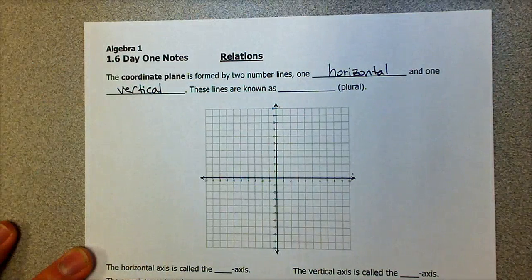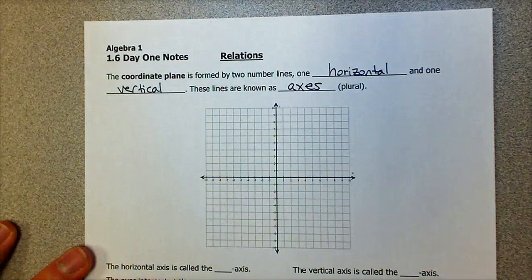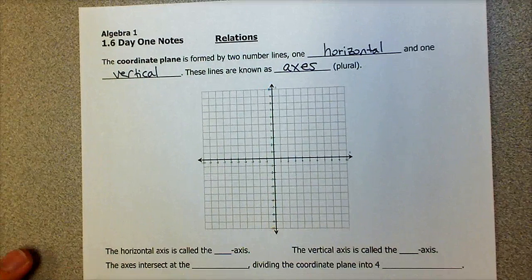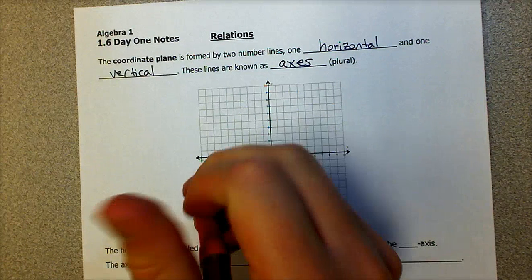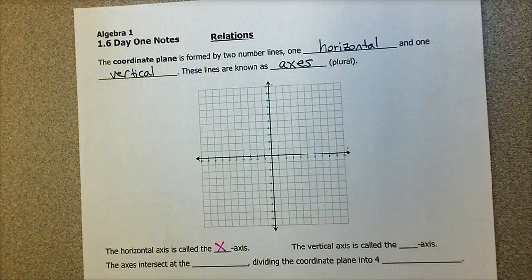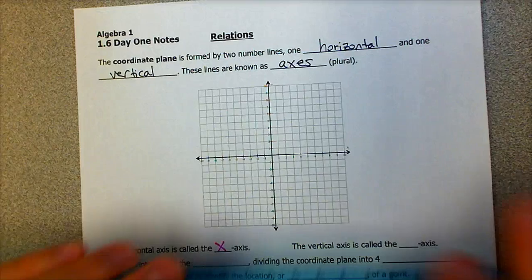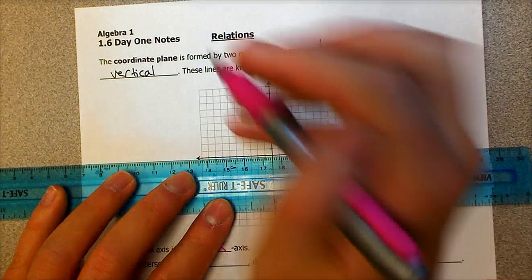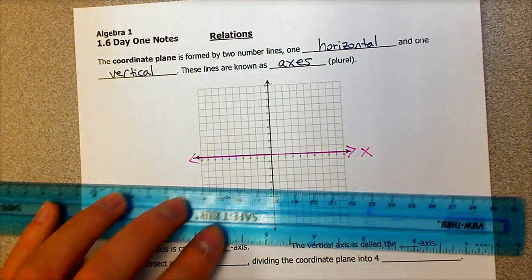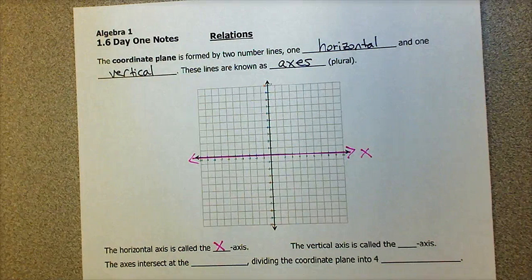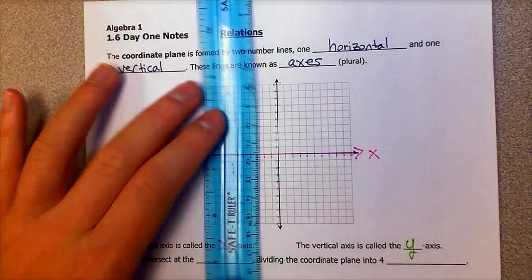And these lines are known as axes, A-X-E-S, which is the plural for the word axis. The horizontal axis is what is called the x-axis. And so in a coordinate plane, which you can see right here in the middle of your page, this axis that I'm going to highlight in pink is the x-axis. The vertical axis is called the y-axis, and it's the one that I'm going to highlight here in green.